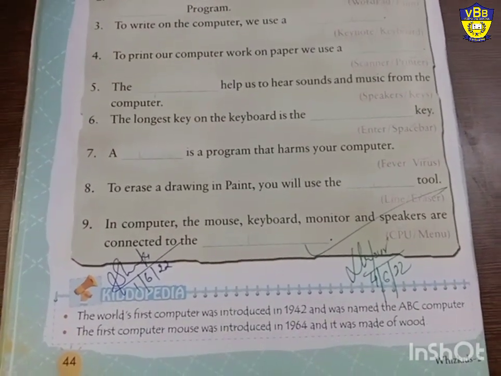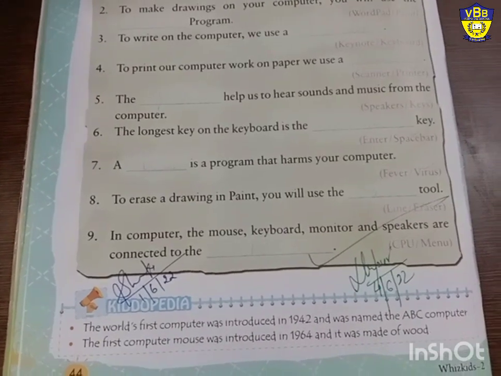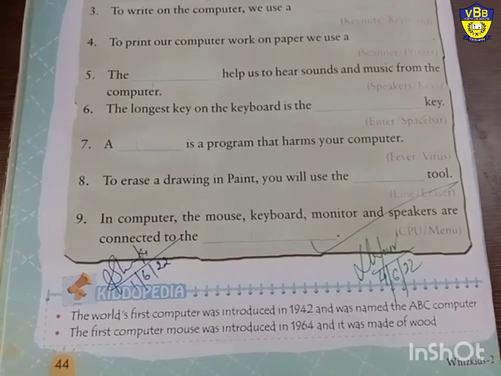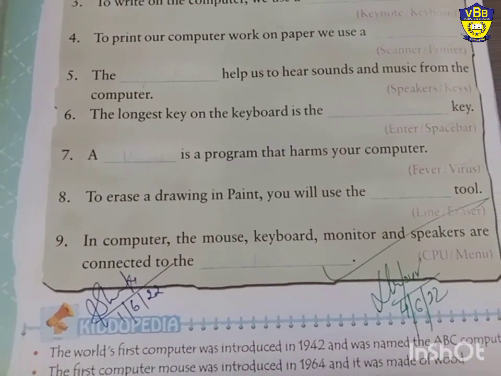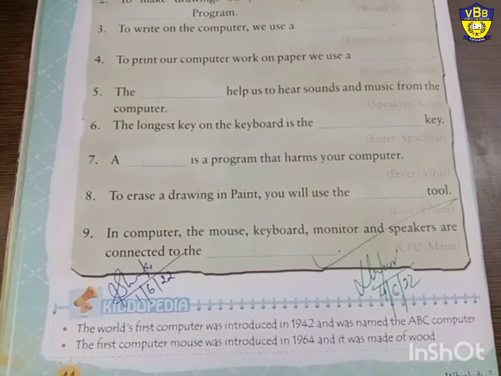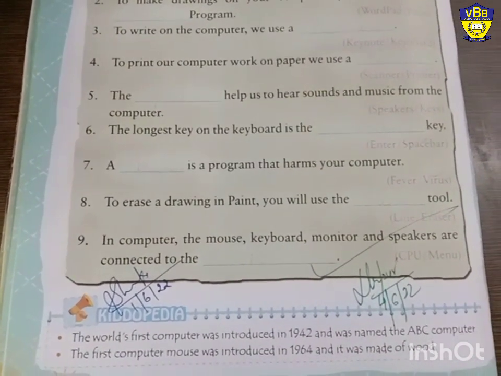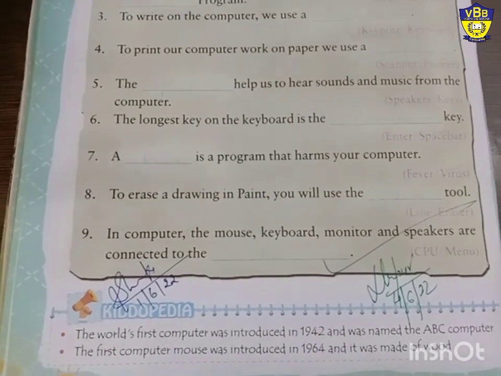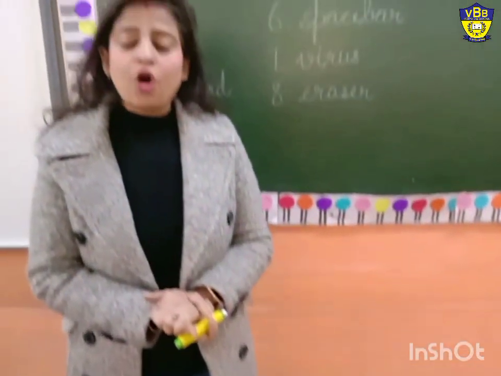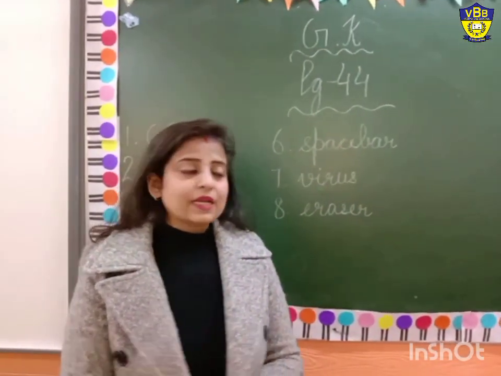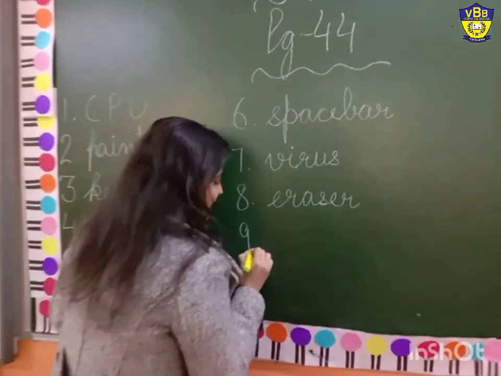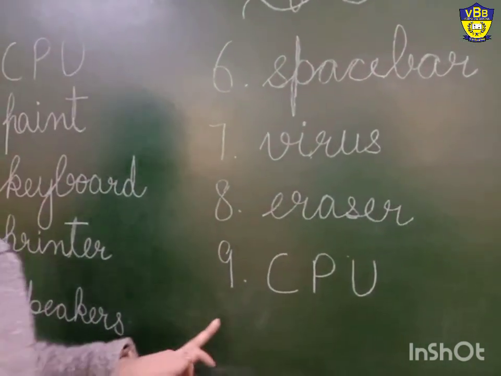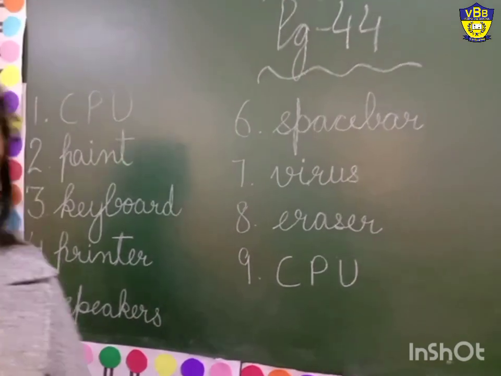So move to the next one. In computer, the mouse, keyboard, monitor and speakers are connected to the dash. In computer, the mouse, keyboard, monitor and speakers are connected with what? With which thing are all these things connected? Very good. All these things are connected with the CPU.